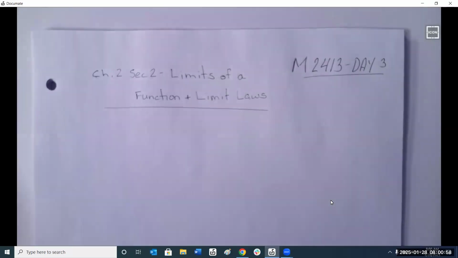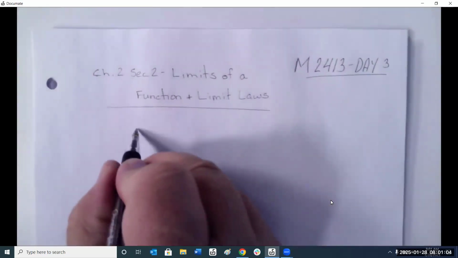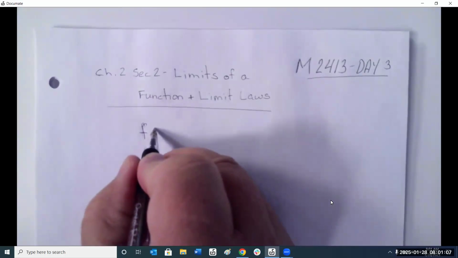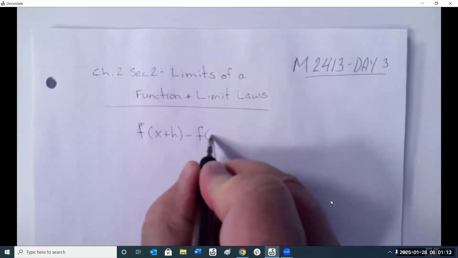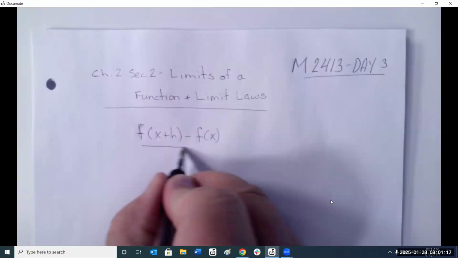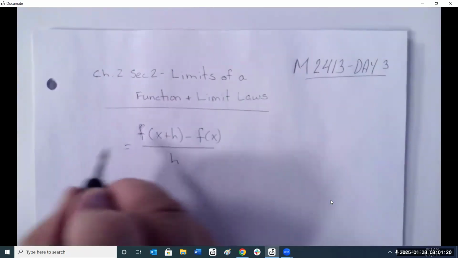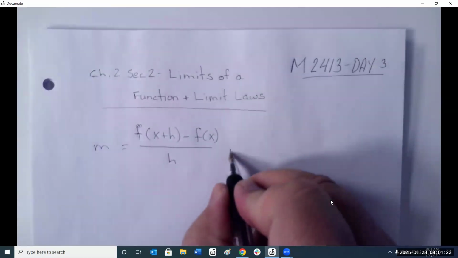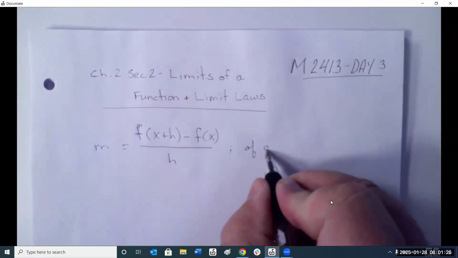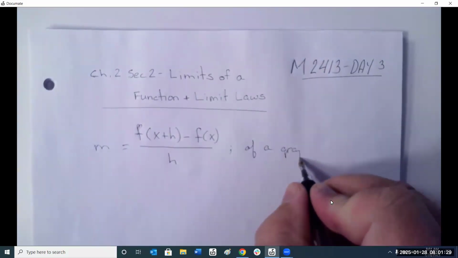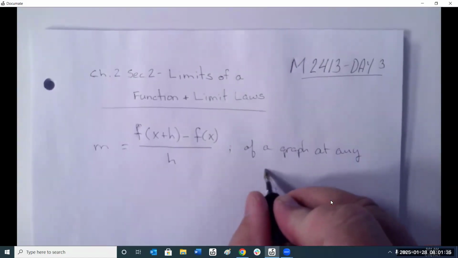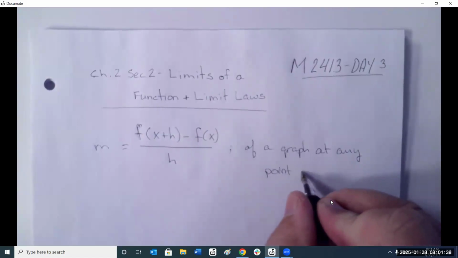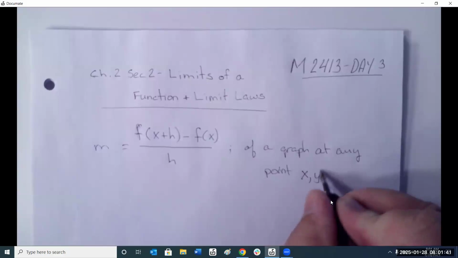All right. Last time we talked about the difference quotient, which was simply... we found that that was the slope of a graph at any point xy.